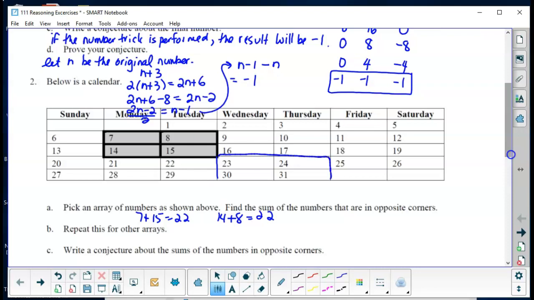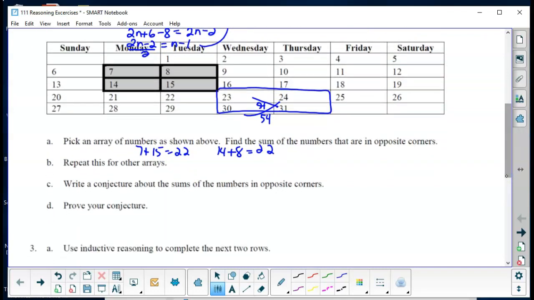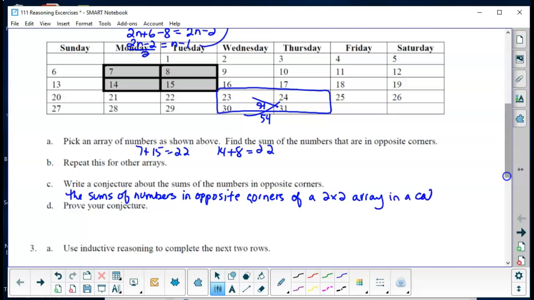So maybe you do this one. So this one would be 23 and 31 would be 54. 30 and 24 would be 54. Okay? So the same thing happens. So write a conjecture about the sums of the numbers in opposite corners. So the sum of numbers in opposite corners of a 2 by 2 array in a calendar are equal.